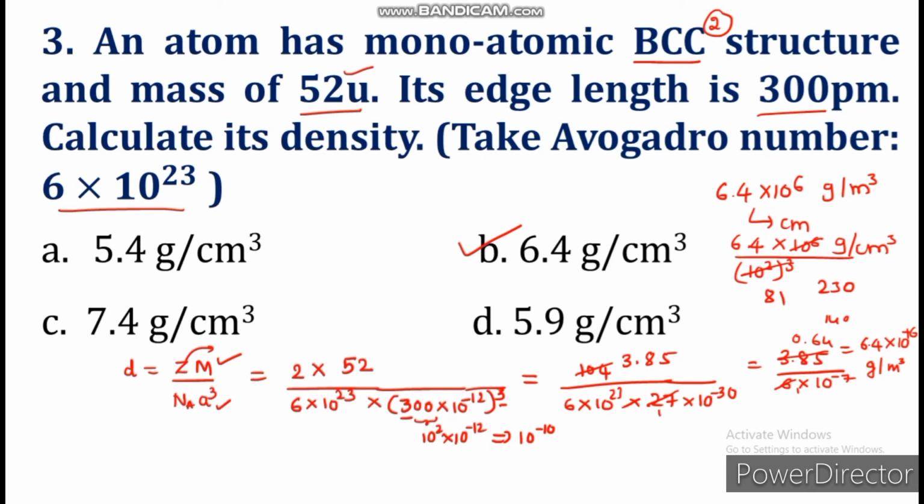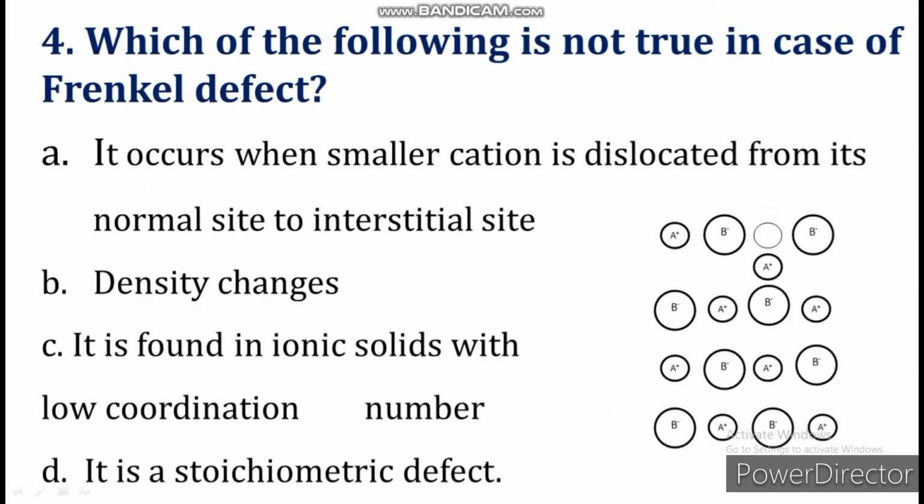Now let's see the next problem. The question is, which of the following is not true in case of Frenkel defect? They have given 4 options. I have given the diagram here. So what is Frenkel defect? Frenkel defect occurs when the smaller cations are displaced from their normal site. You can see here, this is your normal site, but it is empty. Why is it empty? Because the cation is displaced from the normal site to the interstitial site. Now this is your Frenkel defect.